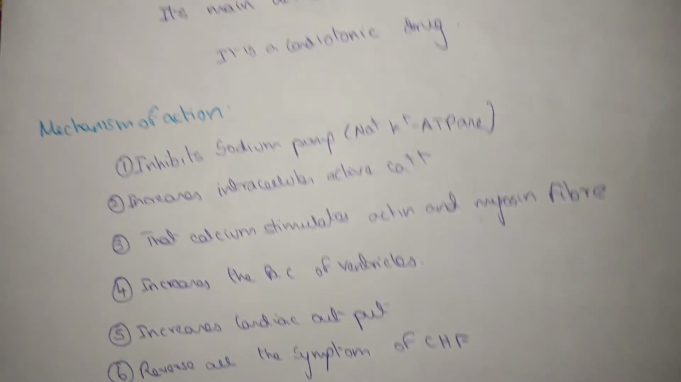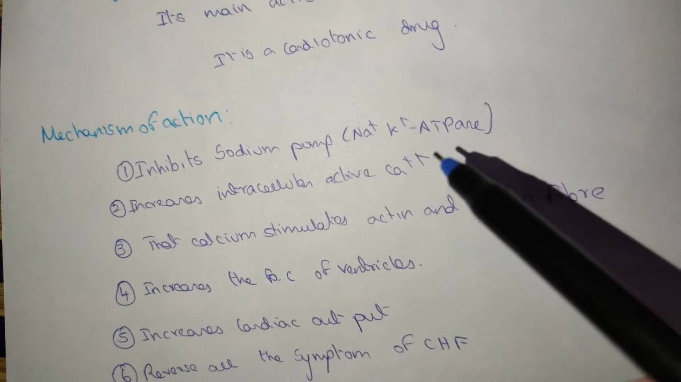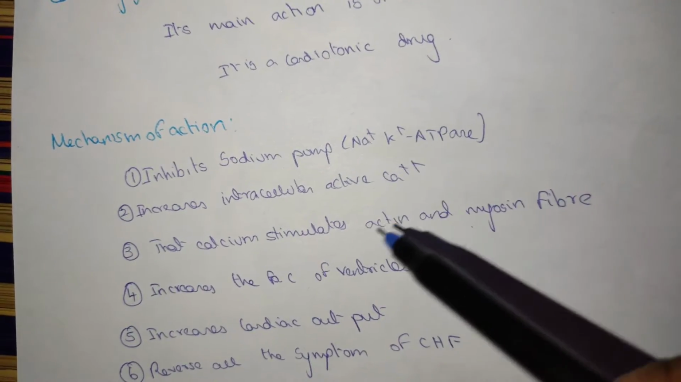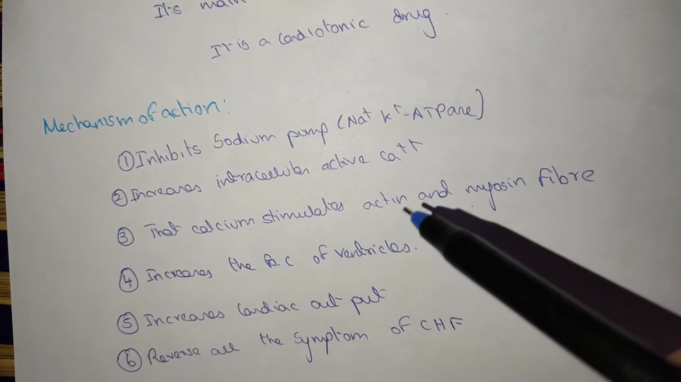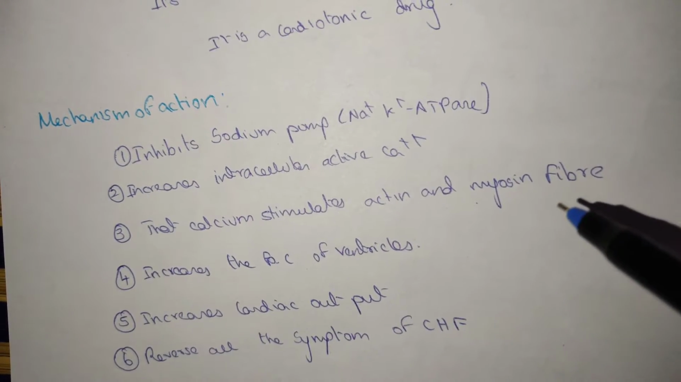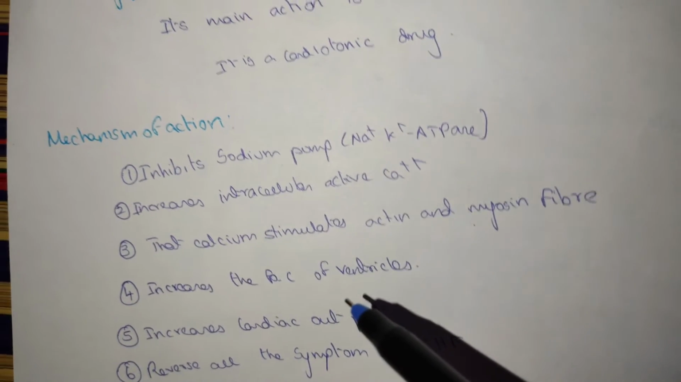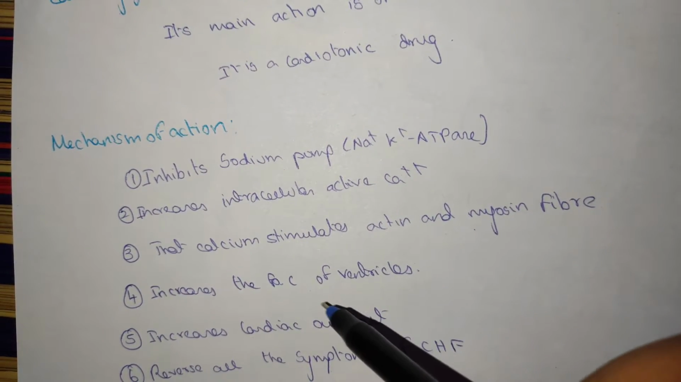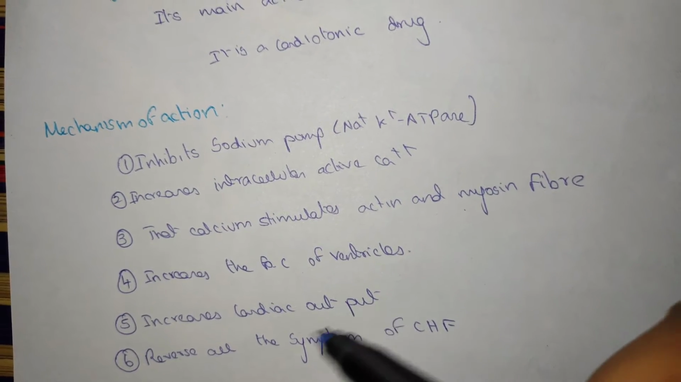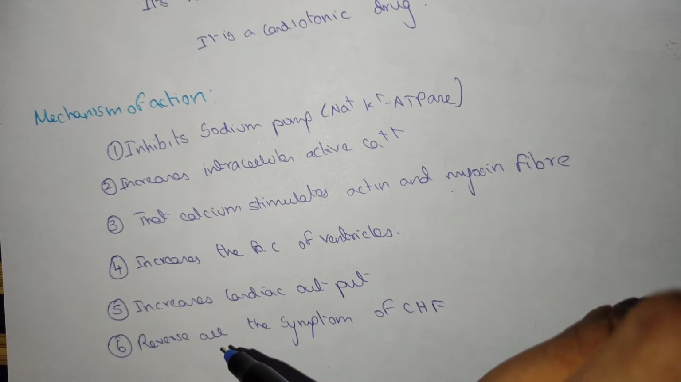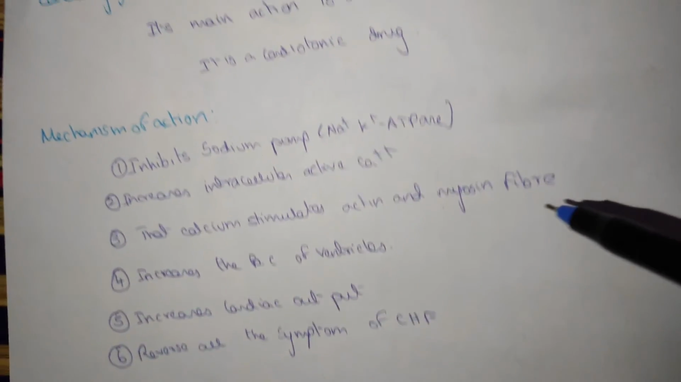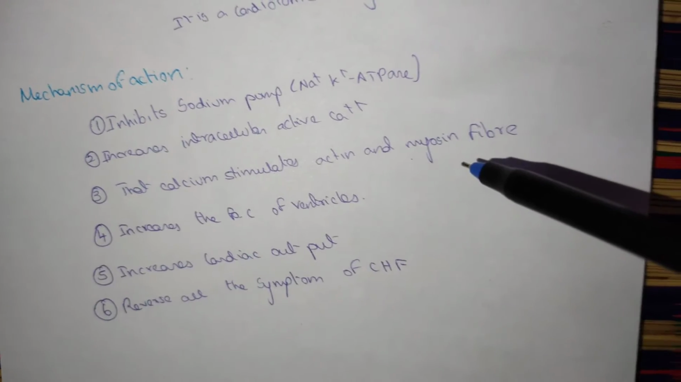Mechanism of action: it inhibits the sodium pump, Na+ K+ ATPase, which increases intracellular calcium. The calcium stimulates actin and myosin fibers and increases the force of contraction of the ventricle and increases the cardiac output. So it reverses all the symptoms of heart failure. This is the mechanism of action.